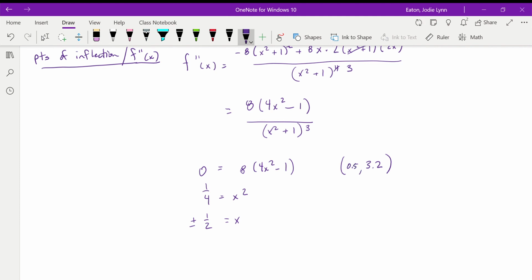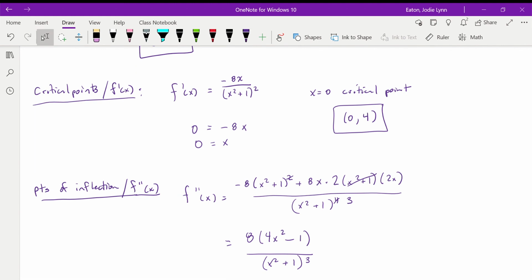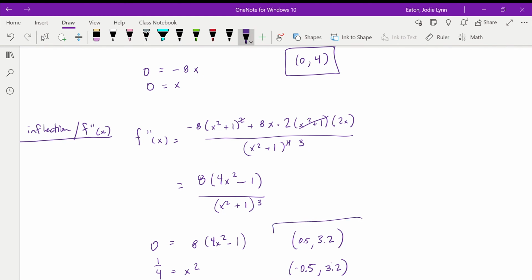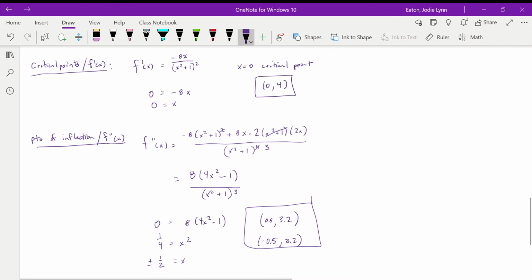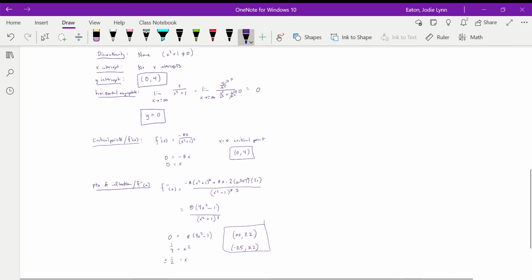So (0.5, 3.2). And then negative 0.5, when we plug that in, we get negative 1/2 squared. It's going to be actually the exact same point because we're squaring it as we pointed out. So this is also 3.2. Okay. So now when we go back, what we are going to do is we're going to look at everything. These are important. These are our points of inflection. Okay. So let's make our chart and then we will try to graph this.